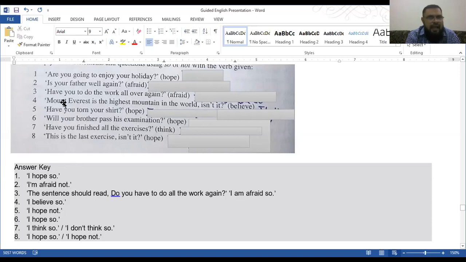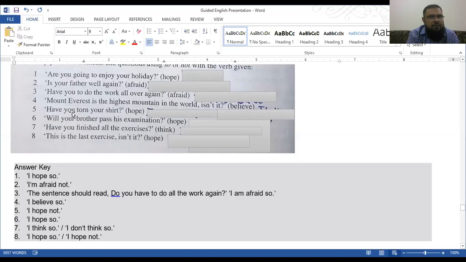Number three, have you to do the work all over again? The sentence should read, do you have to do all the work again? Answer is, I'm afraid so. Number four, Mount Everest is the highest mountain in the world. Isn't it? Believe. I believe so. So you will write in inverted commas because the questions are in inverted commas, you will follow it.